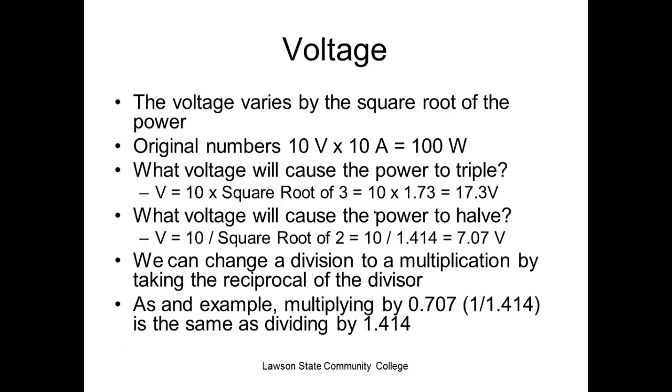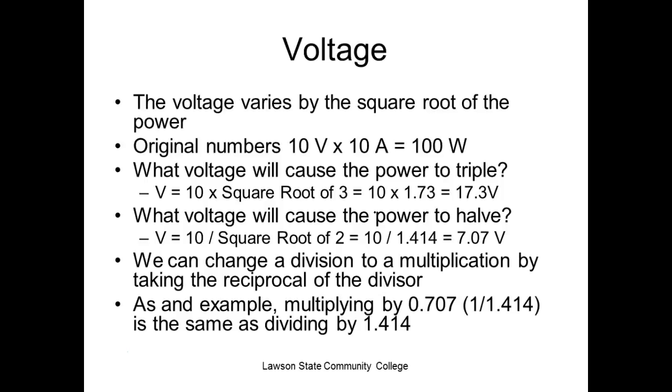Everybody understand that? That's 7.7. We can change division into multiplication by taking the reciprocal of the divisor. As an example, multiplying by 0.707, which is the reciprocal of 1.414, is the same as dividing by 1.414. So the rule is 70.7% of maximum voltage, 0.707, would give you half power.